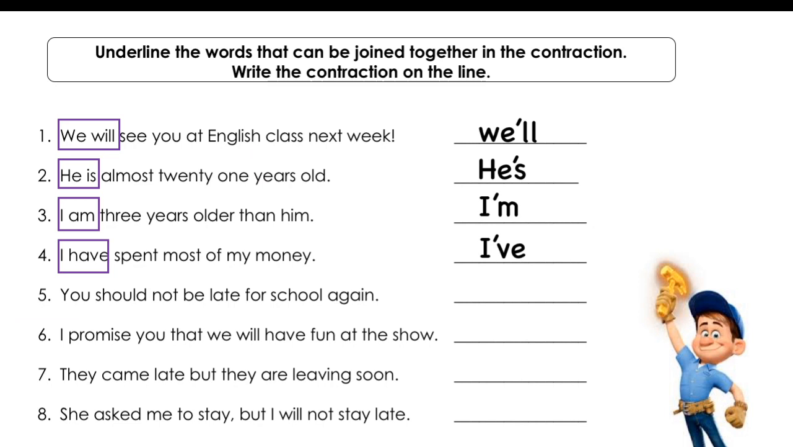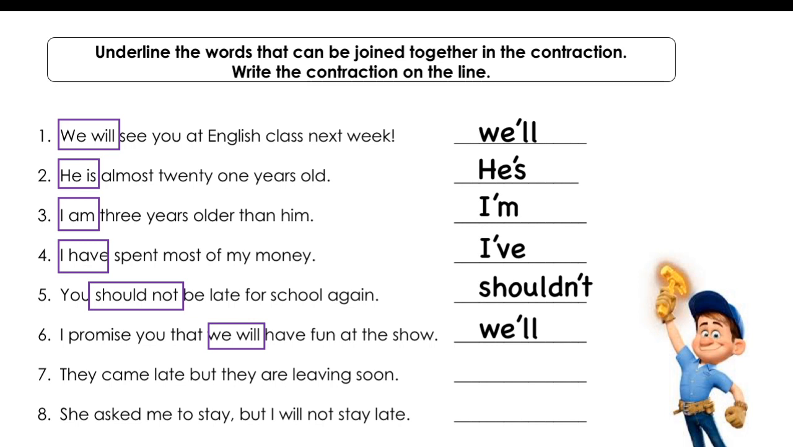I've. You should not be late for school again. Which two words can we put together? The negatives. Should and not. Take the O away and make shouldn't. I promise you that we will have fun at the show. Which pronoun with the linking verb can I put together? Helping verb. We and will. Take the W and I away and form the contraction.